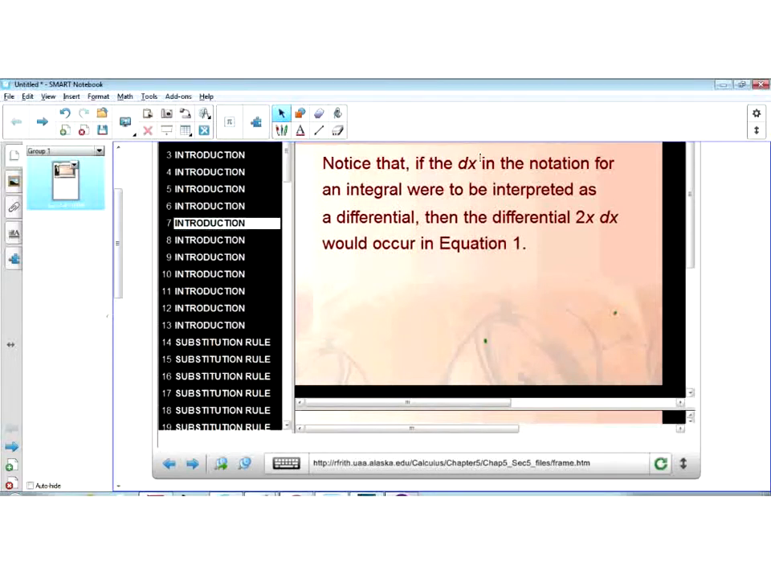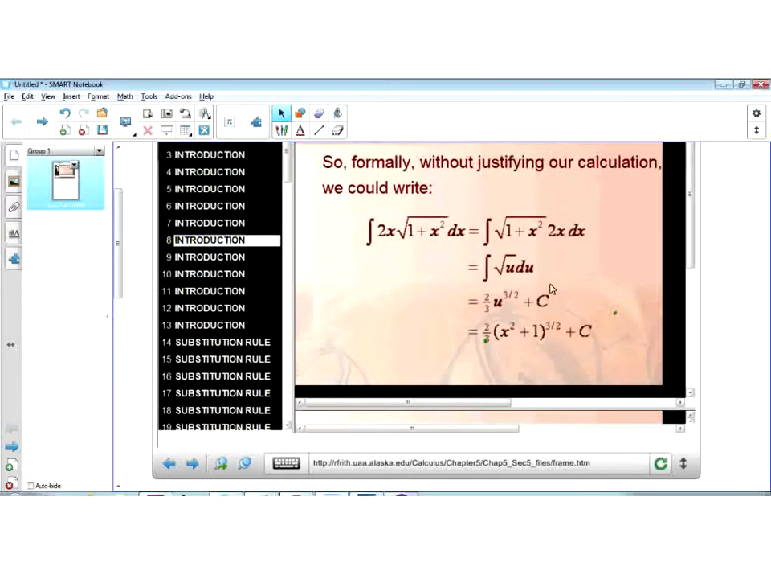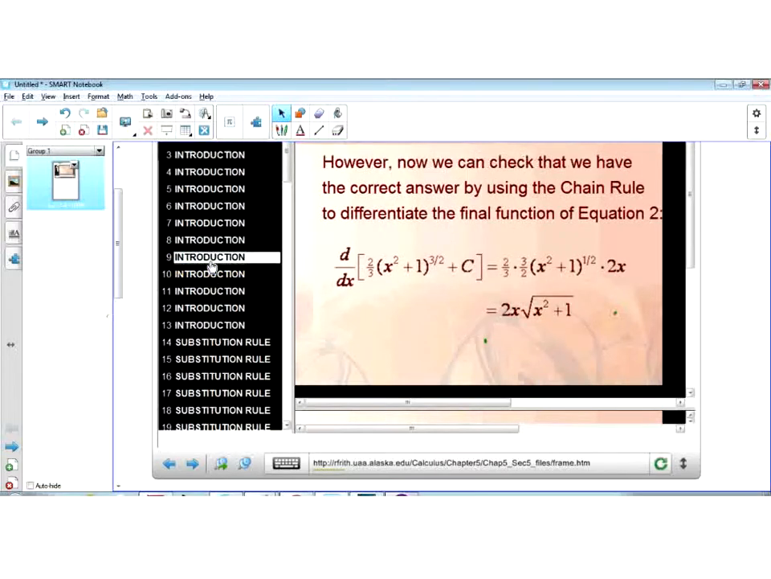So differential x in the notation for the integral is to be interpreted as a differential. Okay, so chapter 3 stuff. All right. So there it is. There's your answer, just like we stated. Okay, you can walk through that.